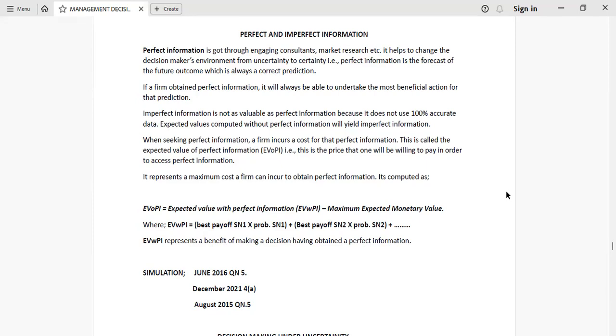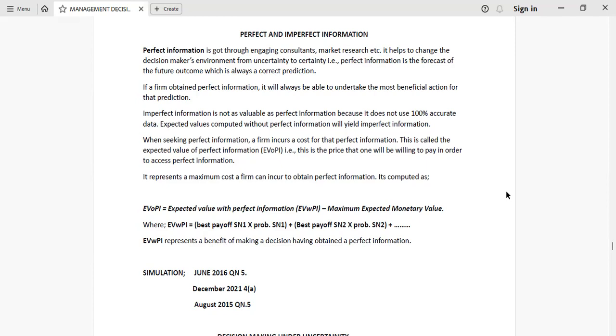So we can look at a small example to clarify this. Let me just assume that you have approached a consultant and the consultant told you, if you want this perfect information, I'm charging 2 million for me to give you that perfect information that you need. But you find that you, the person who needs that perfect information, can only afford 1 million.